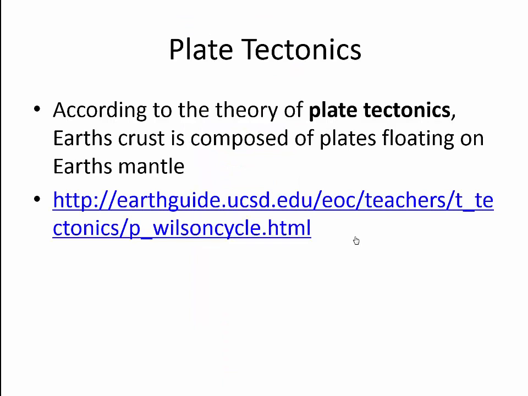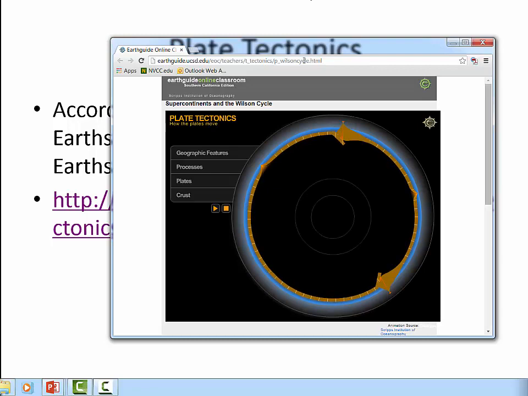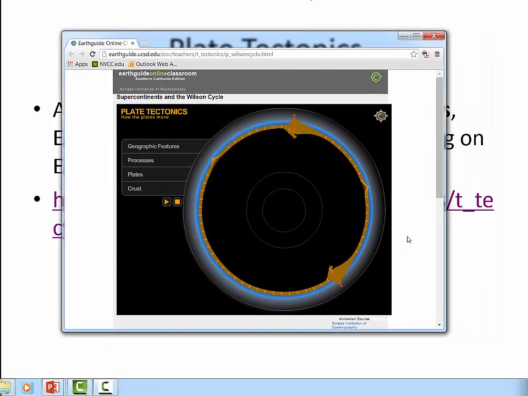According to the theory of plate tectonics, Earth's crust is composed of plates floating on the Earth's mantle. And here is a link which will show you how this actually works. This is kind of cool, because what you see here is the crust is being continuously formed here. It spreads out, and then it goes under another plate. It's subsumed by it. And here, this plate is just getting taller and bigger because mountains keep growing on it.